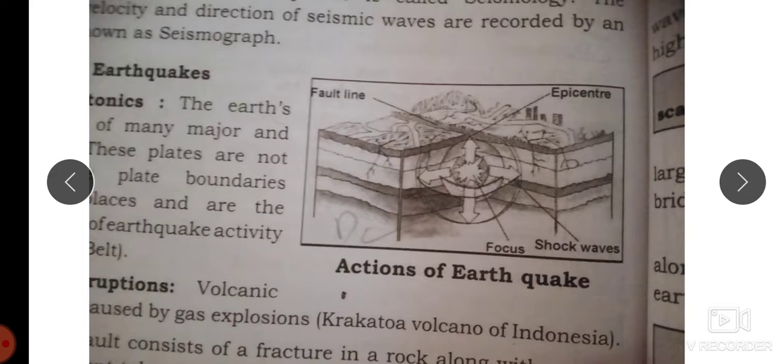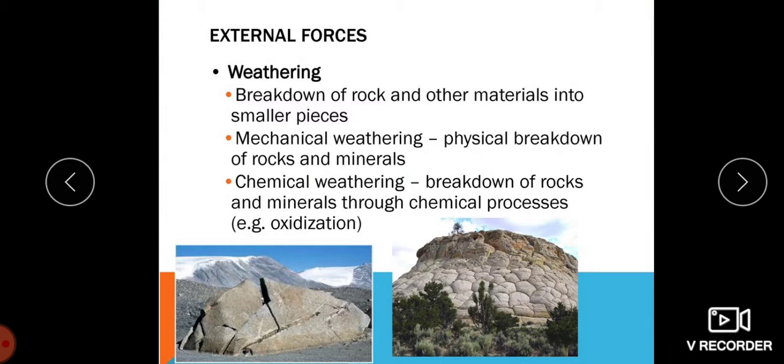Now we will move on to the distribution of the earthquake prone regions. The Circum Pacific belt is an earthquake prone region. These regions are around the Pacific Ocean. Then we have the Mediterranean belt. It is a region around the Mediterranean Sea. The Himalayan belt in the Sivalik region of India.